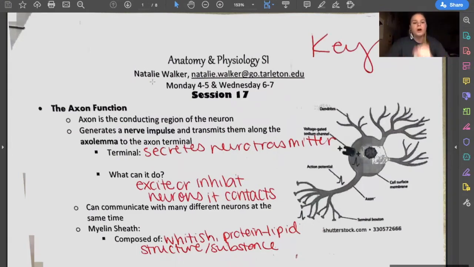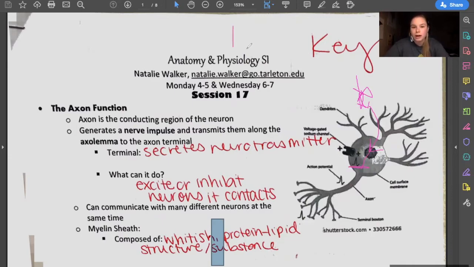Okay. All right, so the axon is a conducting region of the neuron, right? The axon is the conducting region of the neuron. That's where our action potential, which is what this little wave is, runs down. So say we get an impulse right here from another neuron. It'll travel down these dendrites through the perikaryon or the soma, right? That's what this is.